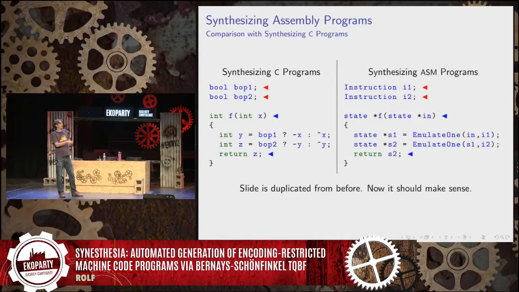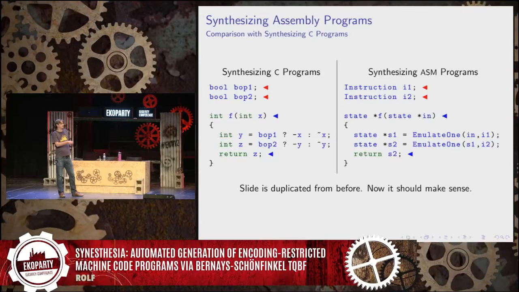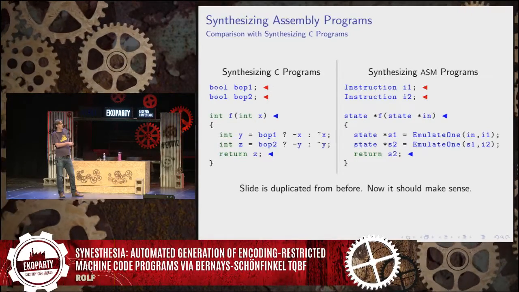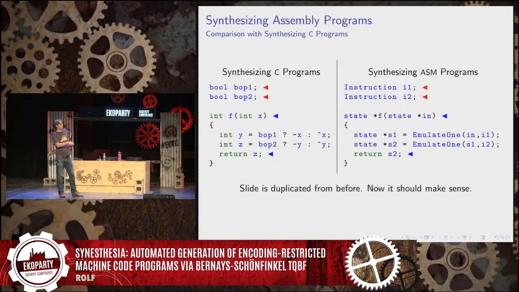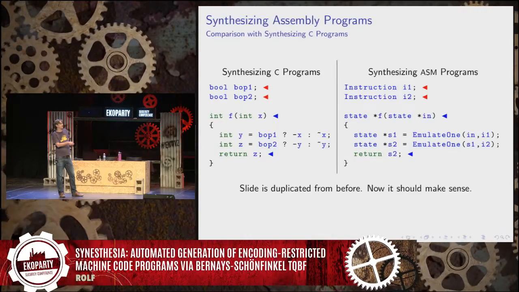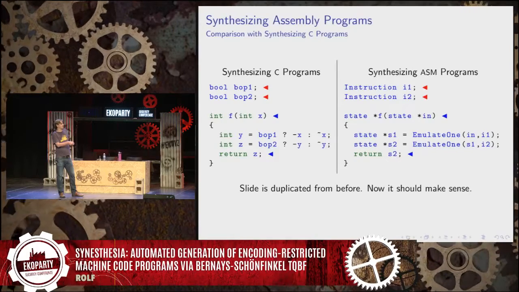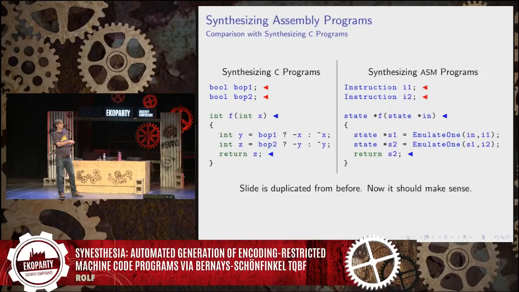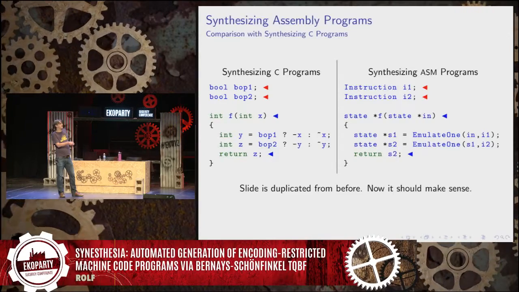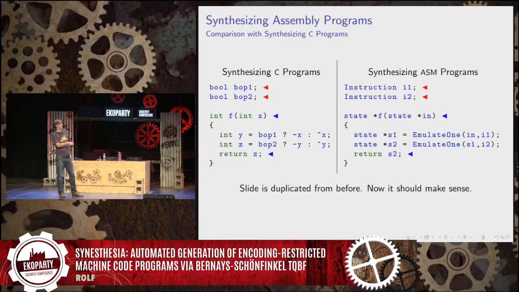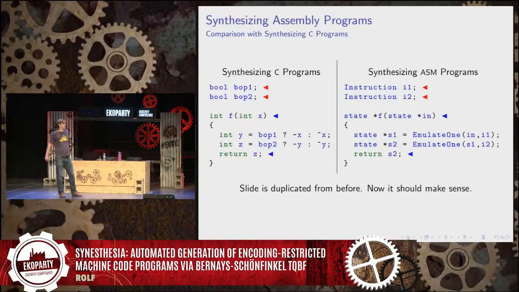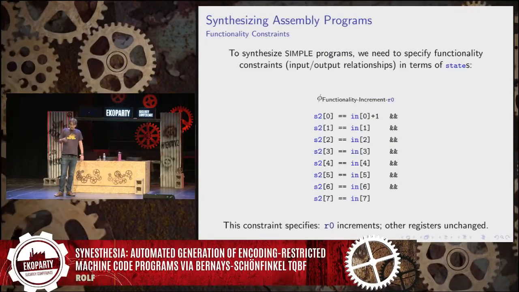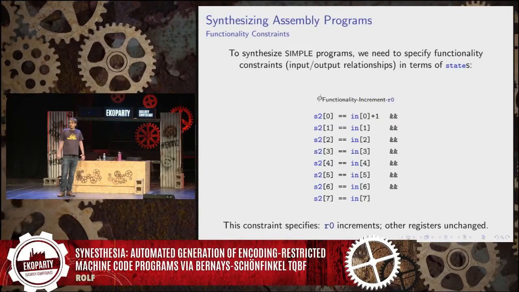So in this case, our components are assembly language instructions. Our synthesis function takes in a state and returns a state, and then the individual lines within the function just correspond to the execution of one instruction. So the first line takes the input state and then modifies it according to the first instruction, and the second one takes that state and then modifies it according to the second instruction and returns the state. All right, so we're basically done.